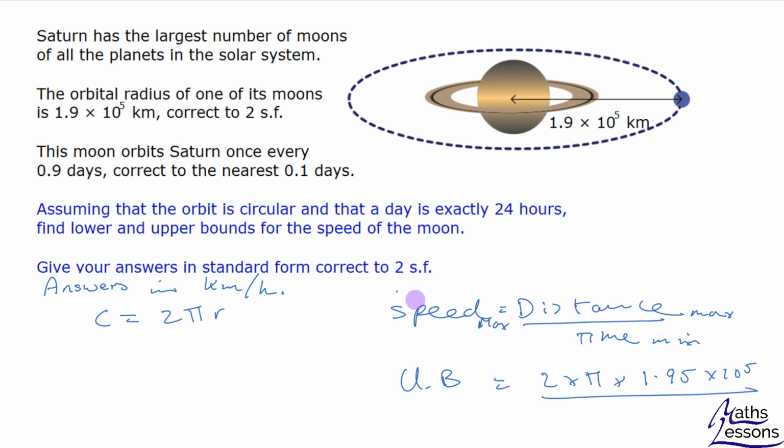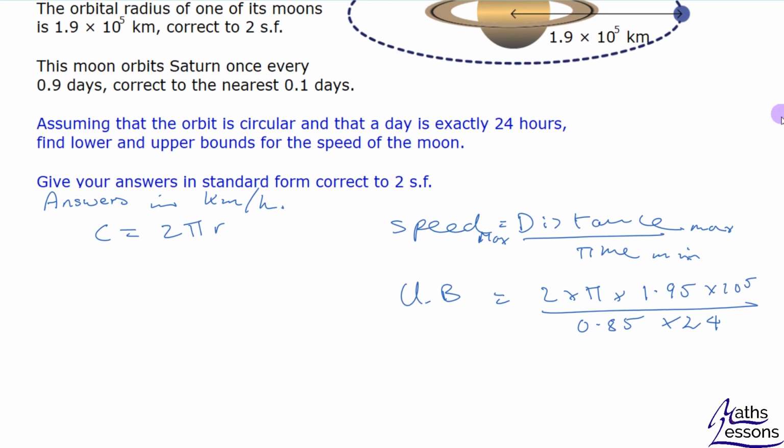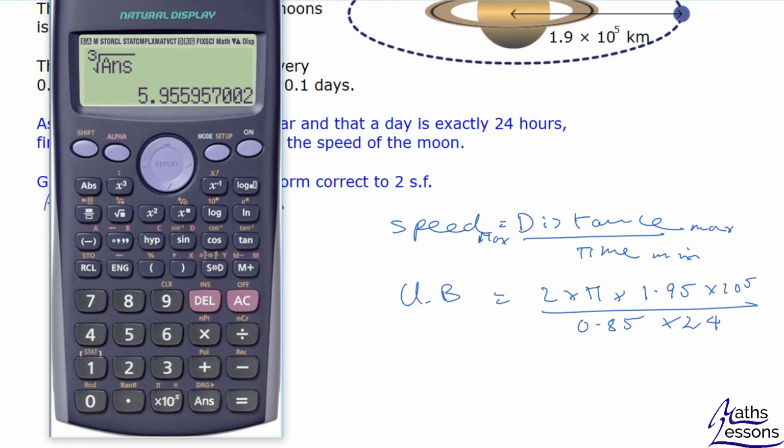And the lower bound for 0.9 days to nearest 0.1 days is 0.85. And we want to convert that to hours, so we times that by 24. And then we put that in the calculator. So we get 2 times pi times 1.95, use the EXP button here, times 10 to the power of 5 equals, and we're going to divide all of that by 0.85 times 24, and that gives me 60,059.